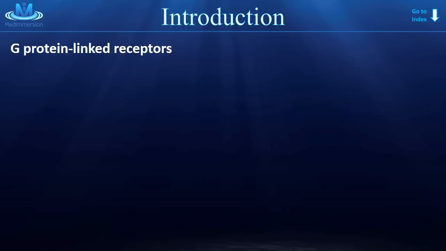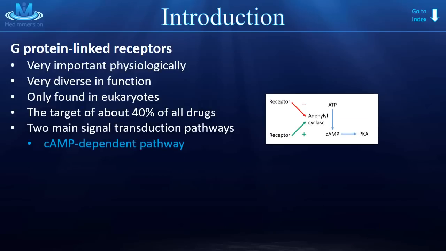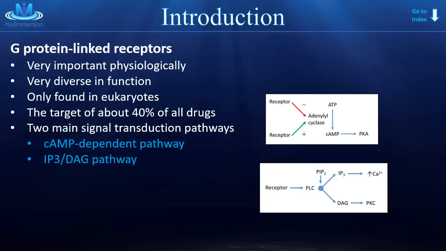These receptors are extremely important physiologically. We use them all over our body, and they do all kinds of different functions. These receptors are only found in eukaryotes and are the target of about 40% of all the drugs we use in medicine today. So I just told you that they're very diverse in function. However, there's two main signal transduction pathways that you gotta know. You have to know them for your boards. And that is the cyclic AMP dependent pathway and the phosphatidylinositol signal pathway. I'll talk about those more in a little bit. First, let's jump into the structure and function of these things. It's pretty cool.